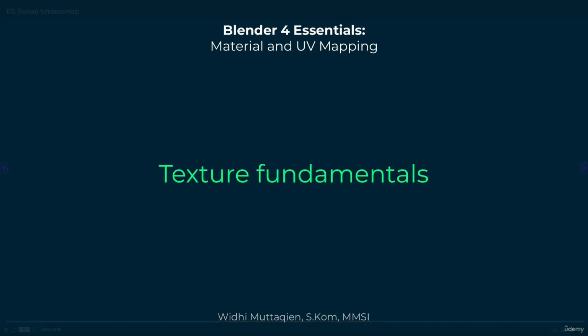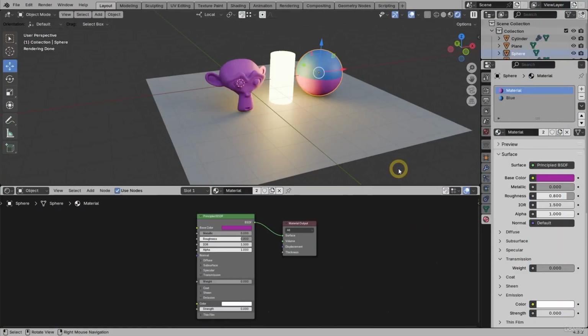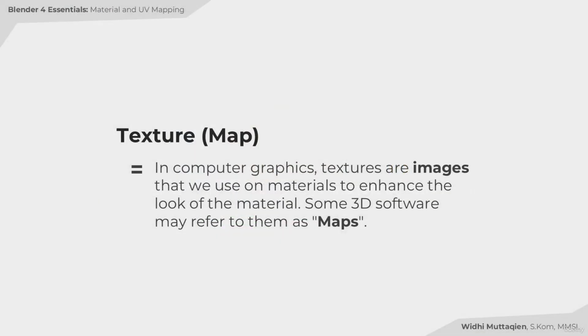We are going to start using textures in our materials. Let's start with the definition. So, what is a texture? In computer graphics, a texture is basically an image that we use to enrich our materials.